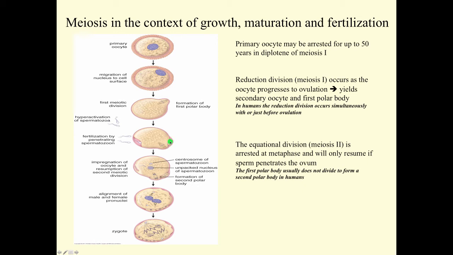In this cartoon, this is showing division of the first polar body. In humans, the first polar body generally does not divide, it disintegrates. So you don't see a secondary polar body in humans. What happens after the sperm penetrates: the secondary oocyte undergoes the second meiotic division, and it technically then becomes the ovum, and then the male and female pronuclei are going to replicate their DNA, then they're going to fuse, and they'll undergo the first mitotic division of the zygote.